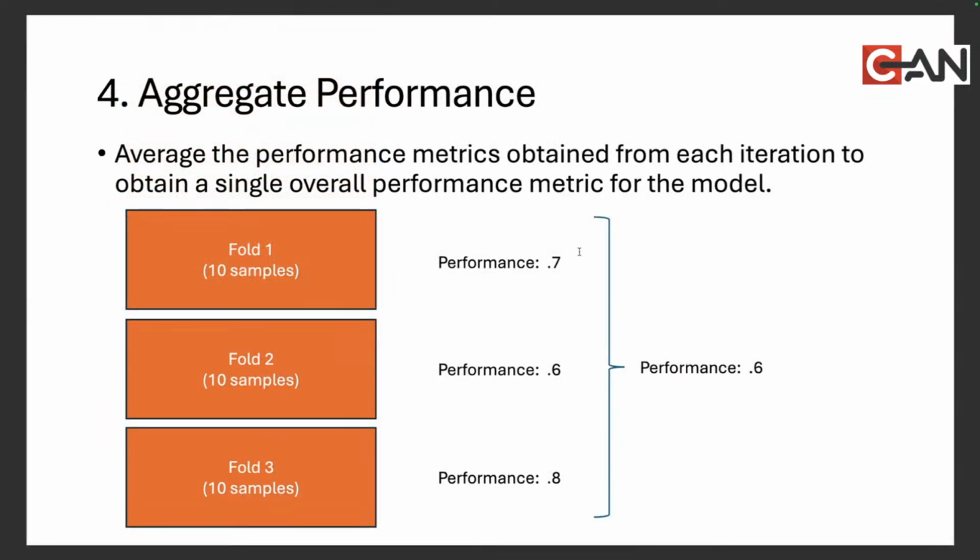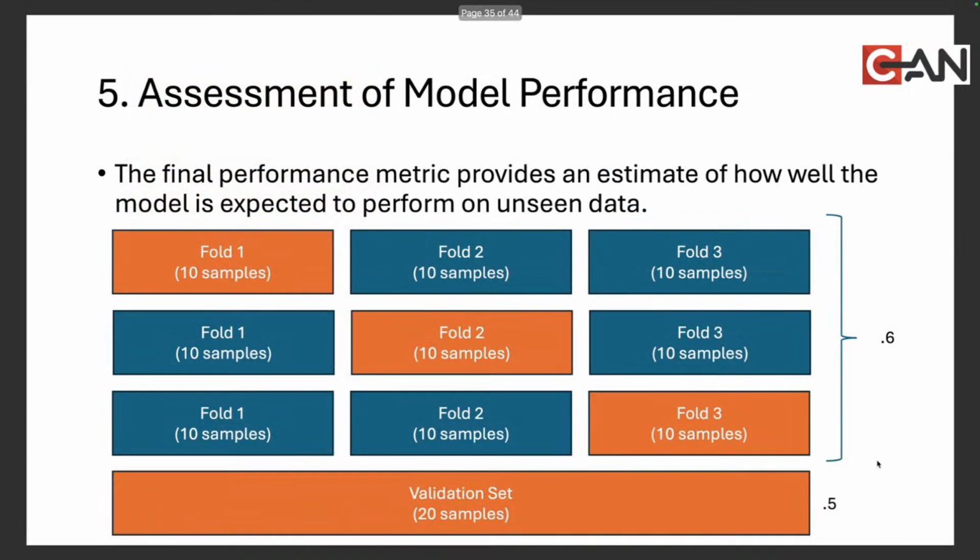And then we average the performance across. We take 0.7 plus 0.6 plus 0.8, and then we divide that by the number of iterations. We had 3 iterations, and we get the average here, which is 0.6. So the final performance of the model on our training set is 0.6.